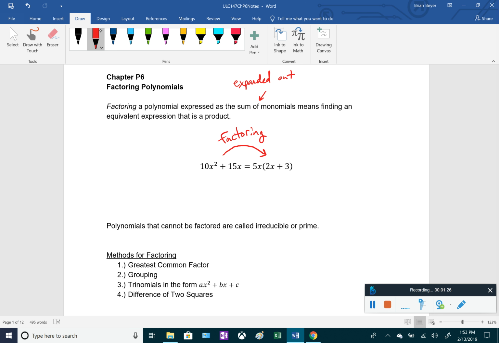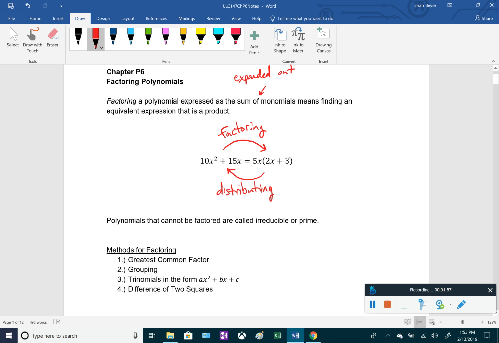You may notice that this direction over here is distributing. Essentially, factoring is one direction, and going back the other direction would be distributing. We would distribute the 5x throughout those two terms and get what we started with. Not every single polynomial can be factored, and if they can't be factored, they're called irreducible or prime polynomials.